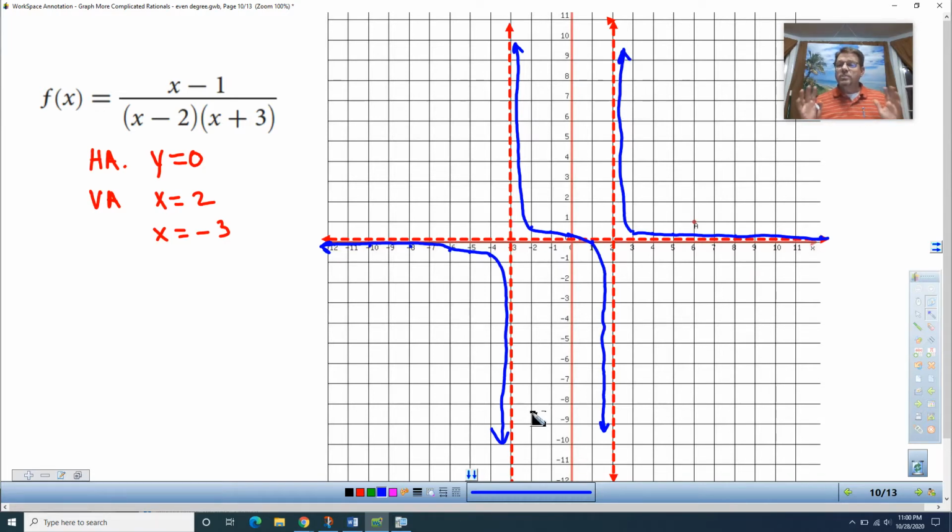Okay, so this is part 2 of 3 of graphing more complicated rational functions. And this is 2 examples of when the denominator degree is higher than the numerator's degree, and you get a horizontal asymptote at 0, and the verticals obviously match with what would cause the denominator to be 0 as well. Hope that's helpful. Come back and see me for part 3.